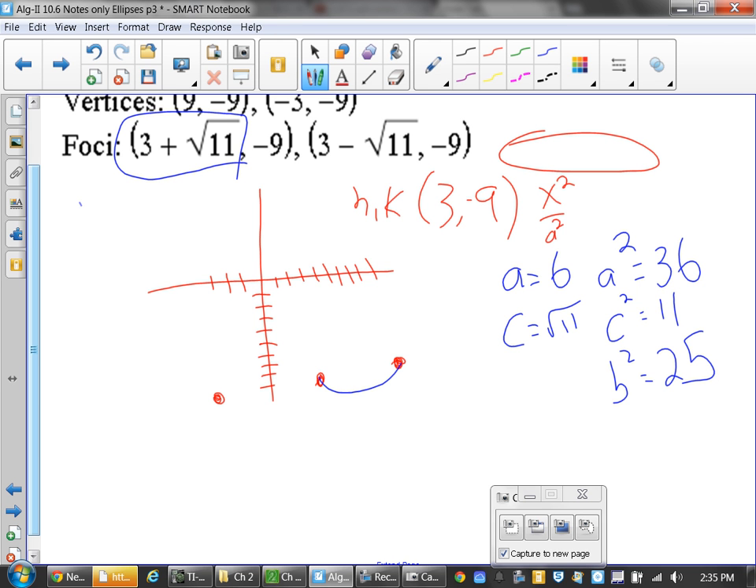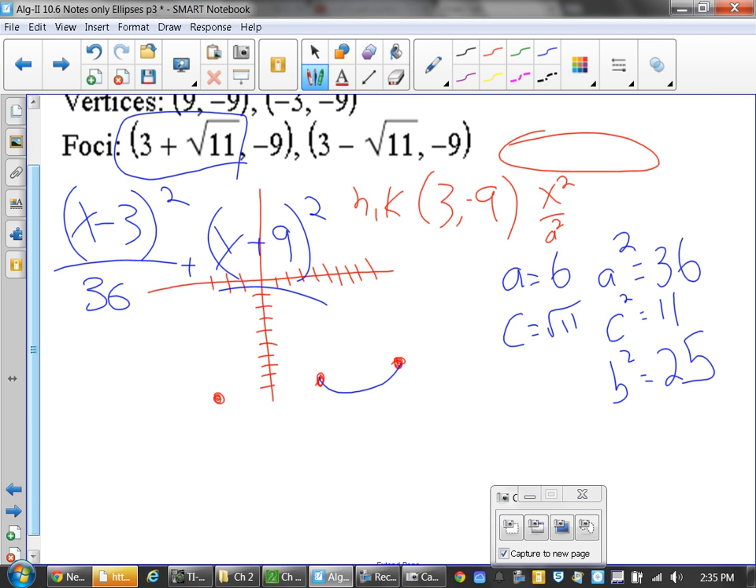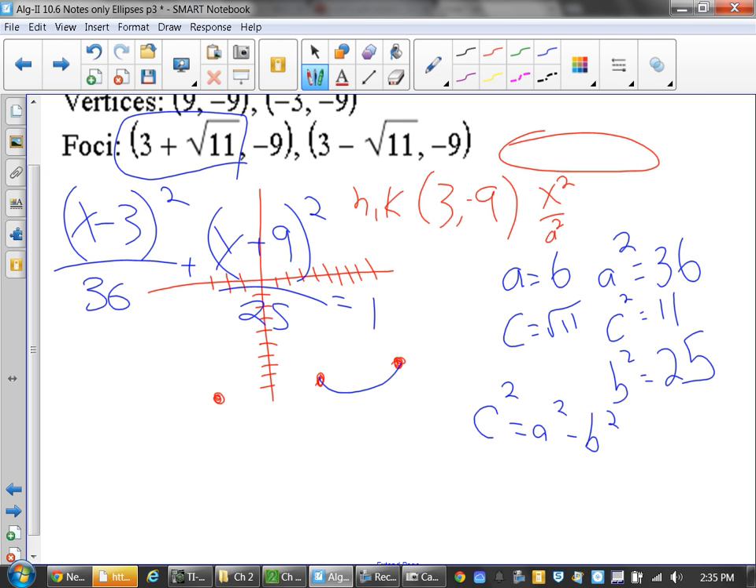So you're done. You've got x minus 3 quantity squared over 36 plus y plus 9 quantity squared over 25 equals 1. Where'd you get the B? The b value comes from c squared is a squared minus b squared. I have 11 equals 36 minus something. We just did it verbally. Okay? Once again, a lot of these things, if you got good at it, you might not even need to graph it, really, to be honest with you.